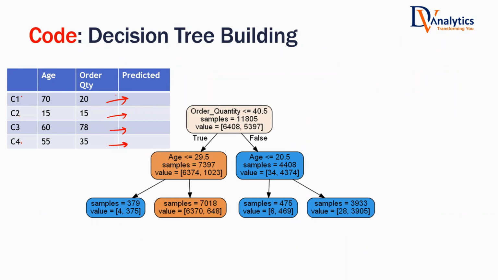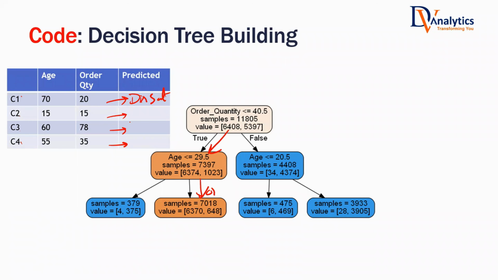For customer 1, what's the predicted value? Is he going to be satisfied or dissatisfied? Customer 1 has order quantity of 20, age of 70. So dissatisfied. He will be falling in this segment, mostly dominated by dissatisfied customers. Do you agree with this, all of you? Confirm that to me. Are you on the same page? Tell me about customer 2 then.